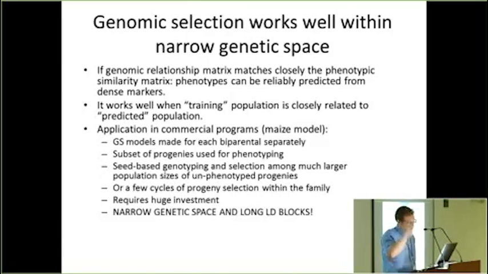Okay, so it's already been shown, lots of papers on this. It works well when the training data set is closely related to the prediction population. So in other words, you have some subset of your data where you have markers and you have phenotypes. You build a prediction model. You say, what function of my markers predicts the phenotypes? And typically it's simply the more alleles they share, the more similar they're going to be for the phenotype.